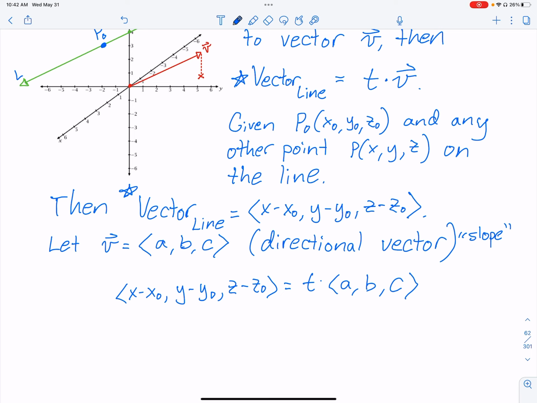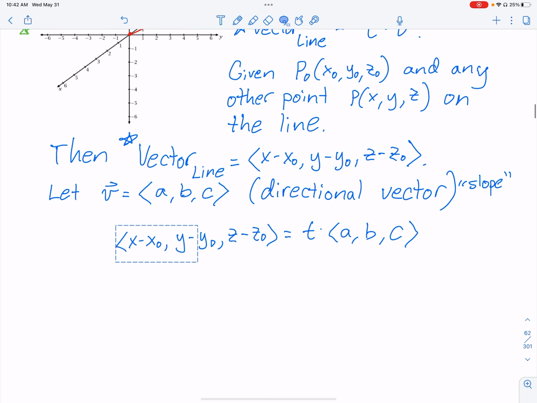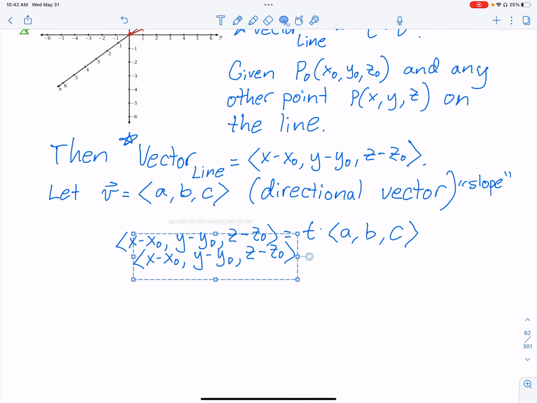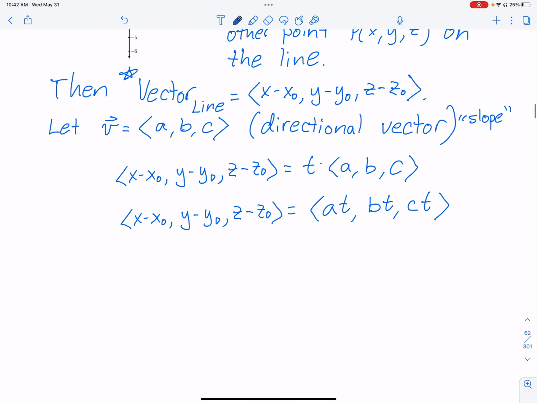And you can see that for this to be equal, we've got to multiply the t through. So I guess I'll do that. I'm going to be lazy here and copy and paste. All right, and then I got AT, BT, CT. For 2 vectors to be equal, each component has to be equal. So I got X minus X naught equals AT. I have Y minus Y naught equals BT. And I have Z minus Z naught equal to CT.